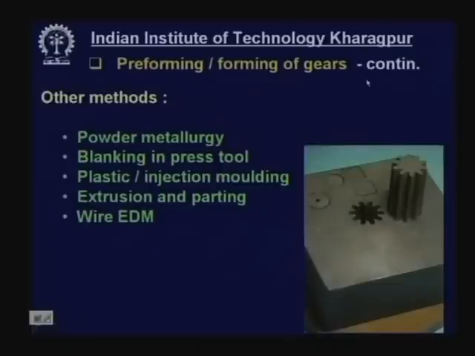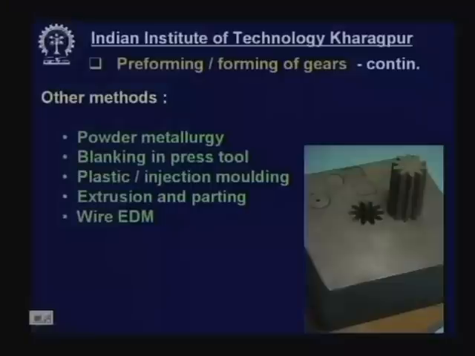Other methods of preforming: powder metallurgy, yes. If you have a proper die and punch, you put in the powder material and briquette it in the form of a gear blank, then by sintering you get the gears. These gears are more or less very accurate, and can be used straight away. If somebody wishes for a precision purpose, then this has to be slightly finished. But basically the finishing requirement is very less.